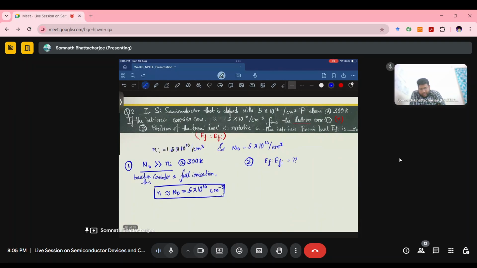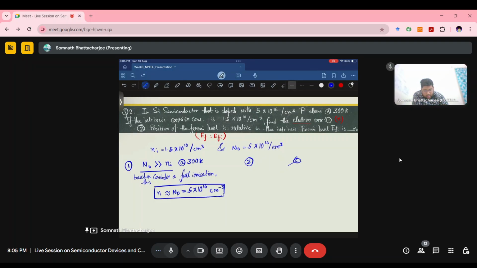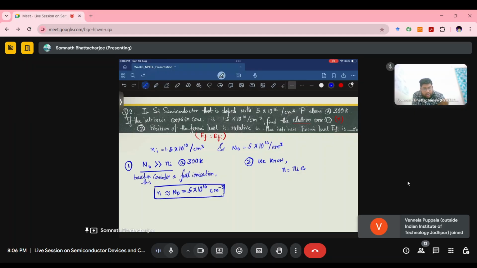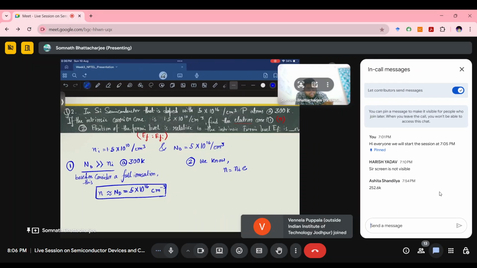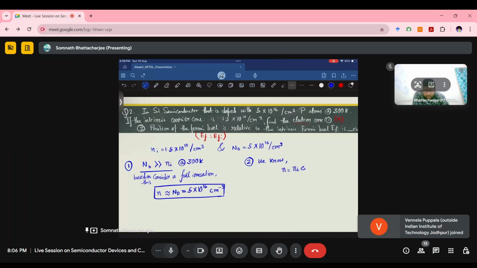Maybe I'll write it here. To get this, we know that n equals ni e to the power of (EF minus EFi) divided by kT. Has someone done this already? No. Okay.